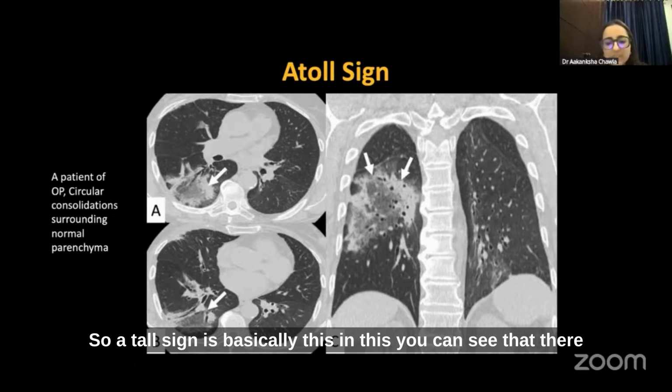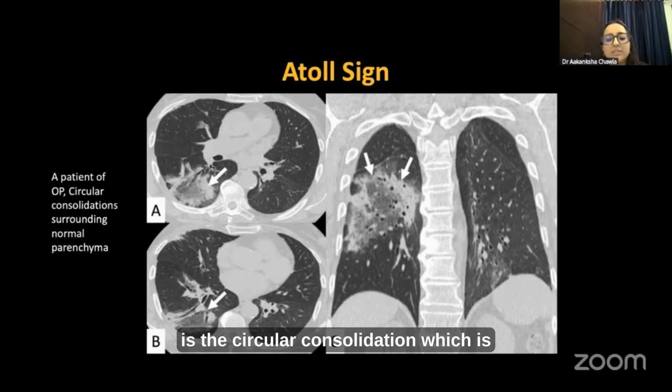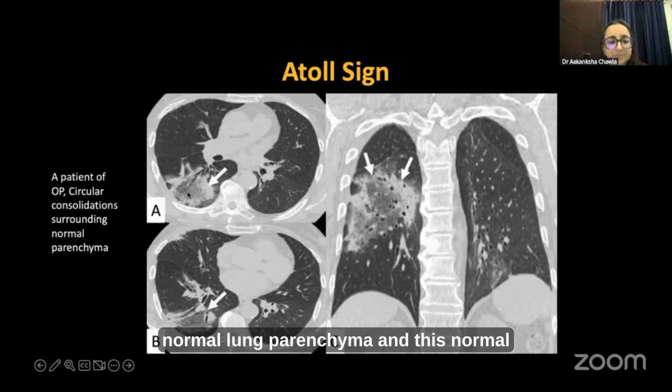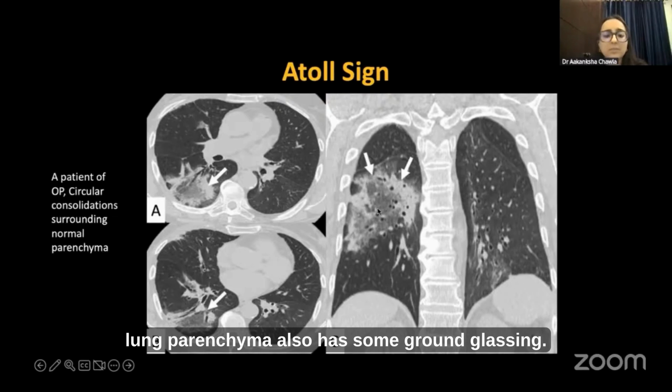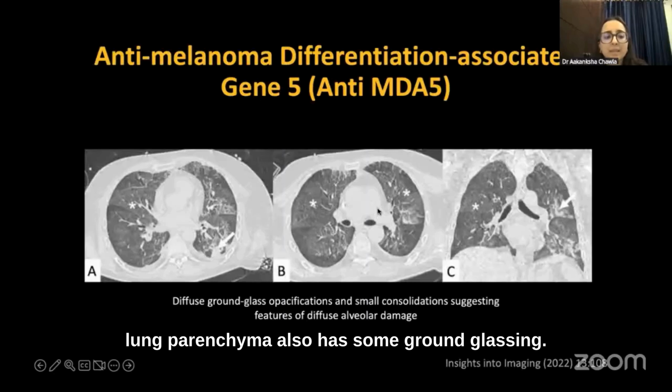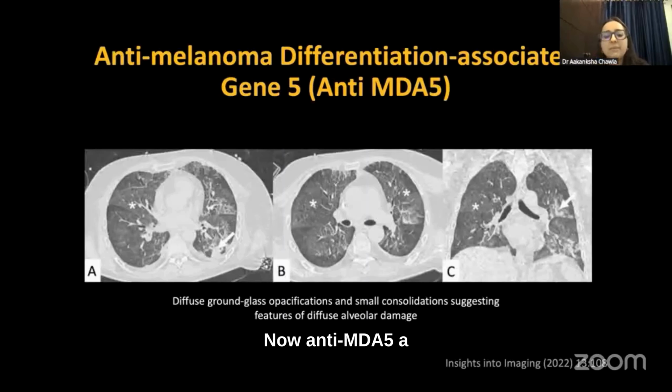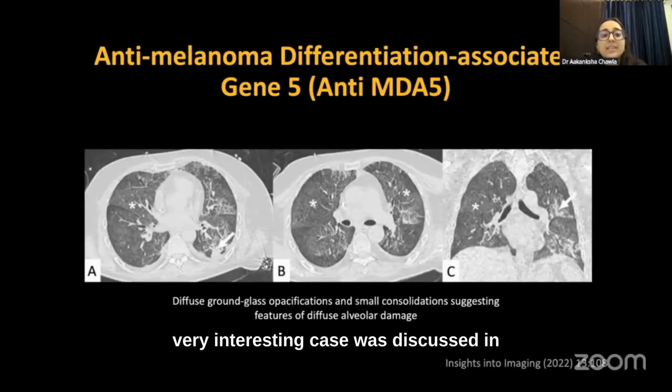So atoll sign is basically this. In this, you can see that there is this circular consolidation which is surrounding your normal lung parenchyma, and this normal lung parenchyma also has some ground glassing. Now, anti-MDA5, a very interesting case was discussed in detail by Dr.